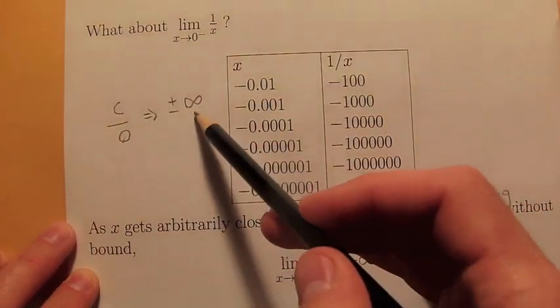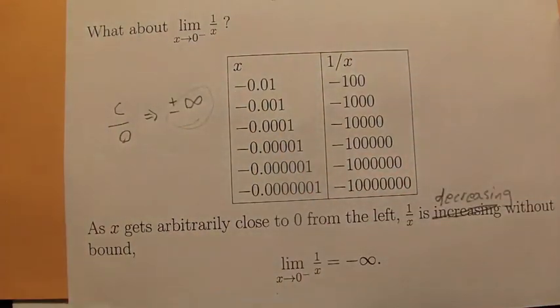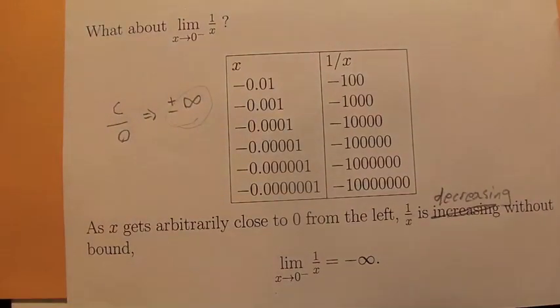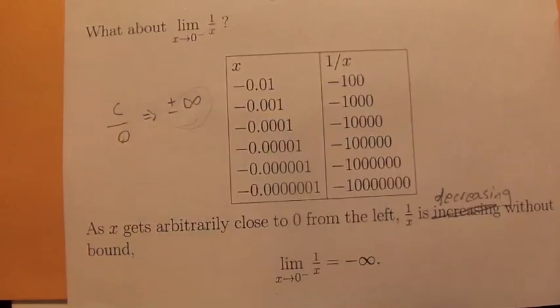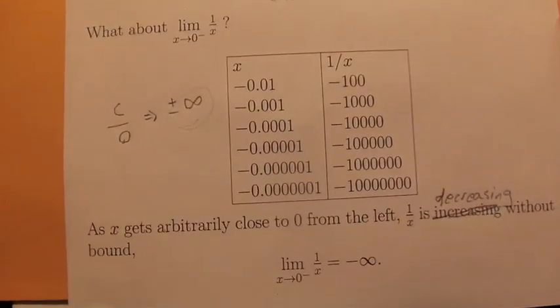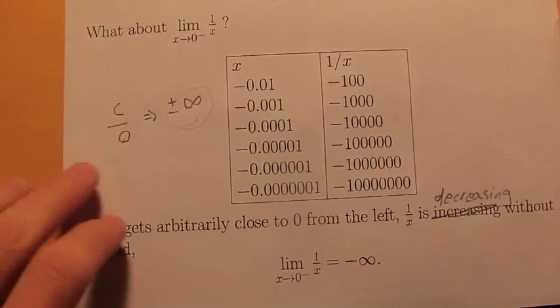Okay, so what this boils down to is once we see that we have a c over 0 case, it's all about trying to see which one it's going to be. Is it positive infinity? Is it negative infinity? You know, on which side is it going to which?